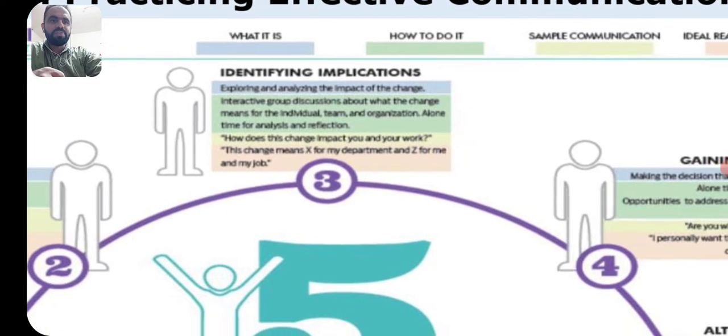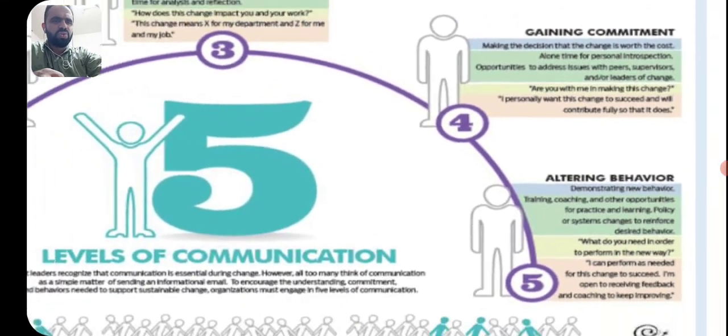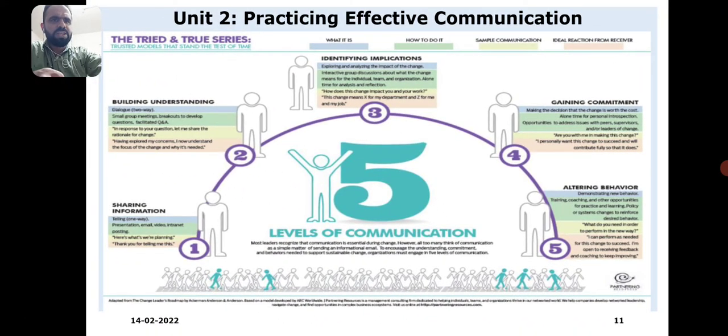Third thing is identifying implication. So exploring and analyzing the impact of the change. So these are the example sentences. You can just go through all these. There are 5 sets. So this is just to practice effective communication.